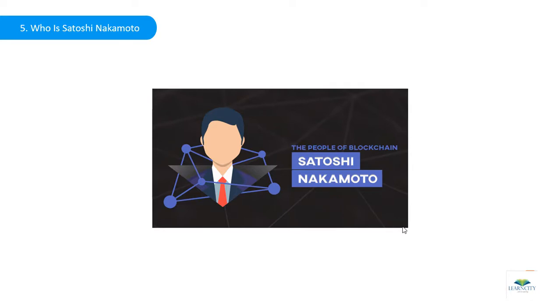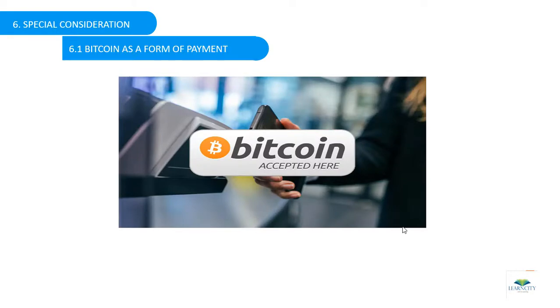While it's likely the inventor of Bitcoin would take precautions to make any extortion-induced transfers traceable, remaining anonymous is a good way for Satoshi to limit exposure. Special considerations: Bitcoin as a form of payment.